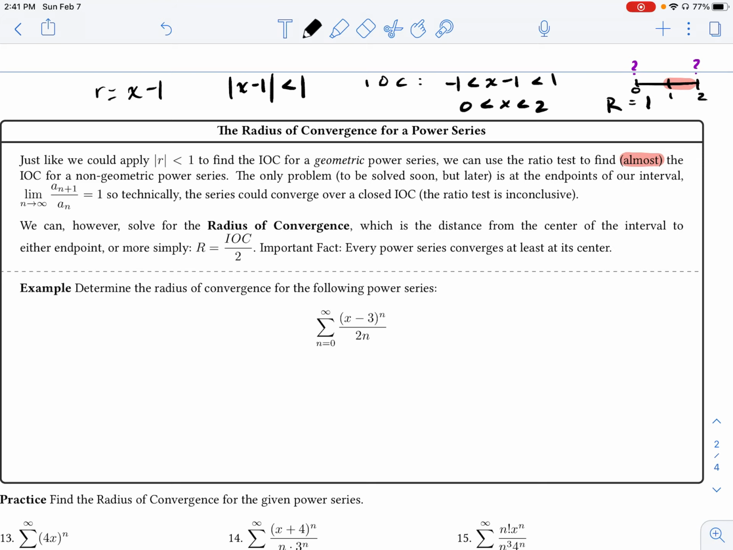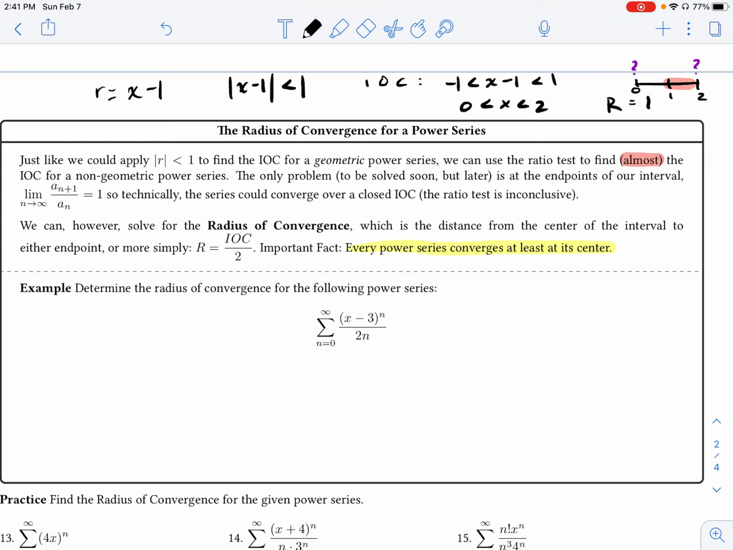And actually, before I try an example, there's an important fact I should highlight: every power series converges at least at its center. So even when a series appears to be divergent, we can still say that it converges at its center. Its radius of convergence would then be 0, but it at least converges there. So we'll talk about an example like that in just a bit.